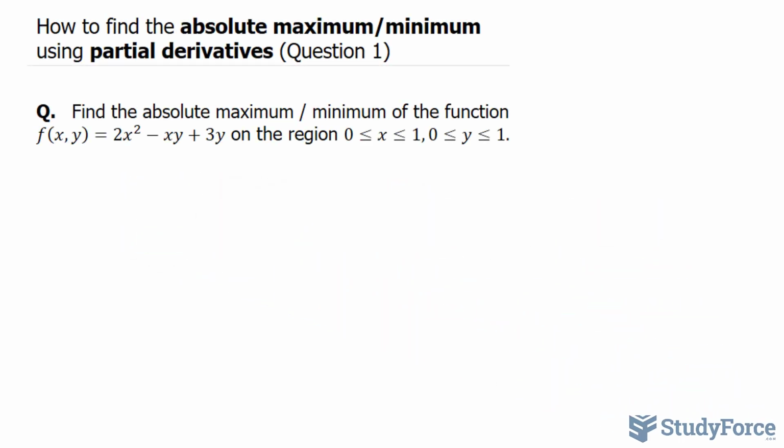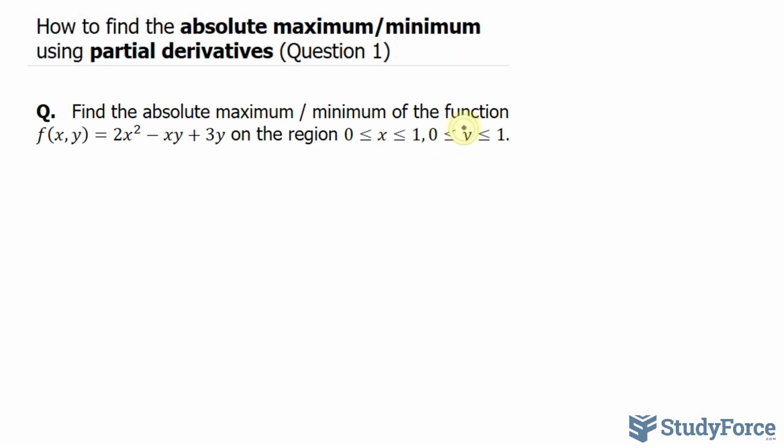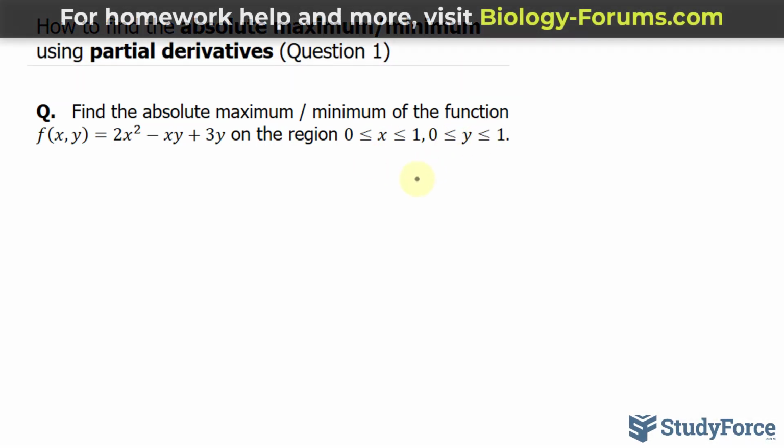In this lesson, I'll show you how to find the absolute maximum, minimum for a multivariate function using partial derivatives. This is question 1. The question reads, find the absolute maximum, minimum of the function f of x, y is equal to 2x squared minus xy plus 3y on the region where x is greater or equal to 0 but less than or equal to 1, and y being greater or equal to 0 but less than or equal to 1.